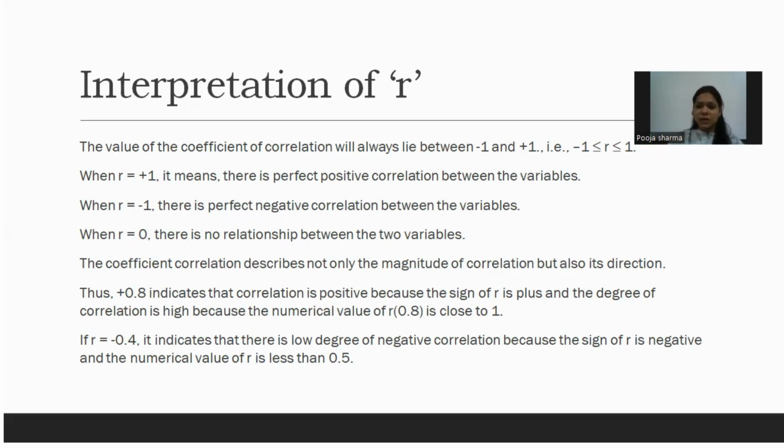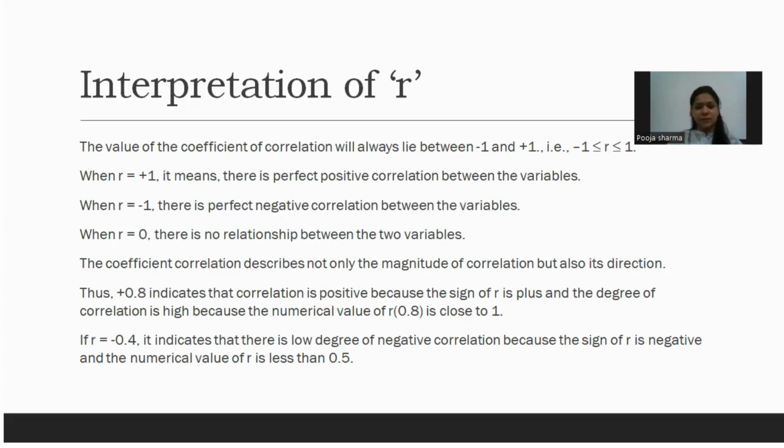The coefficient of correlation measures both the magnitude and the direction. If your r is equal to positive 0.8, it indicates that your correlation is positive, and it is highly positive because 0.8 is close to 1. That is why it is known as high positive correlation. If your r is equal to minus 0.4, it is known as a low degree of negative correlation because it is less than 0.5.